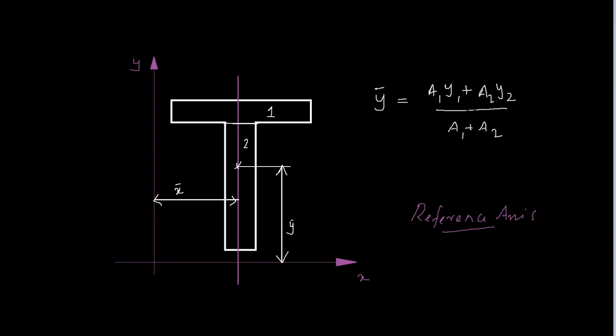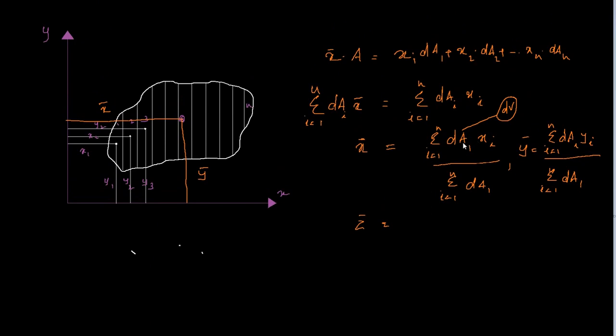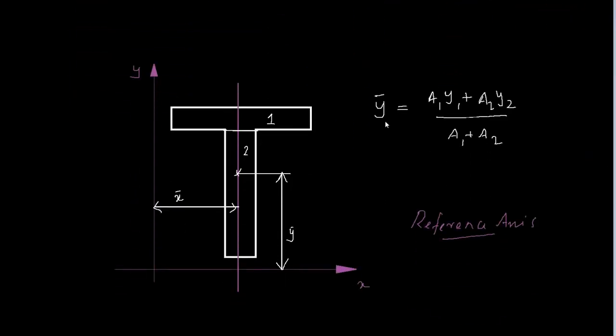It's the same equation that we just derived above, where A1 x1 plus A2 x2 is what summation i equal to 1 to n of dA xi is, and A1 plus A2 plus A3 etc. So it's just the same equation, and you're just replacing it with y bar because you've got your x bar already established, and you just need to find the value of y bar.